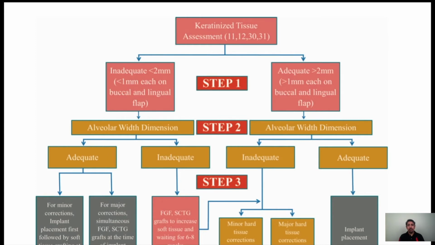Of course, if you have adequate, then the next step is to consider your alveolar width dimension. Again, alveolar width dimension could be either adequate or inadequate, and I'm going to focus more on the left hand side of this chart because that's where it discusses the deficiencies. If there is no soft tissue or hard tissue deficiency, then of course you straight away go in and place the implant and there is no regenerative treatment needed. However, if either the soft tissue or hard tissue are inadequate, or maybe both, then the sequence of events follows as per the left hand side of this flow chart.